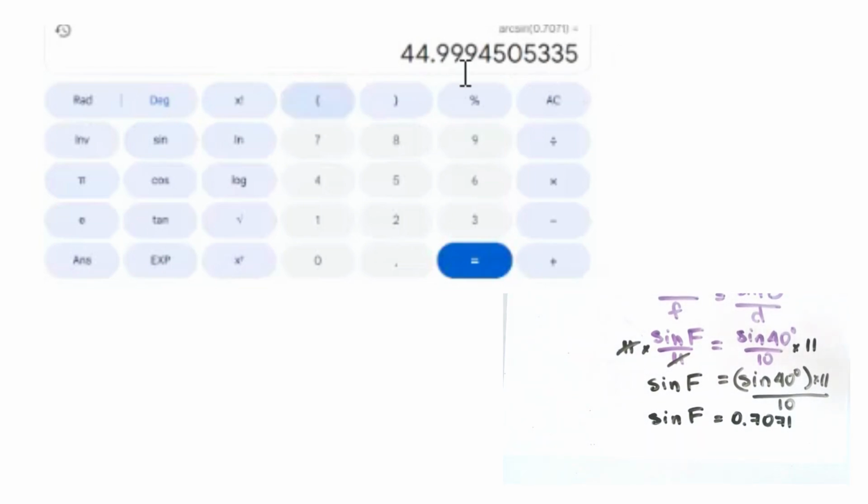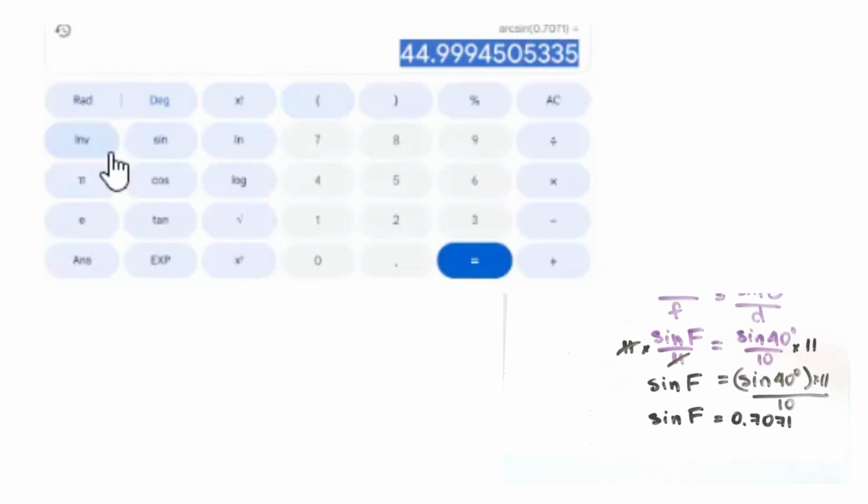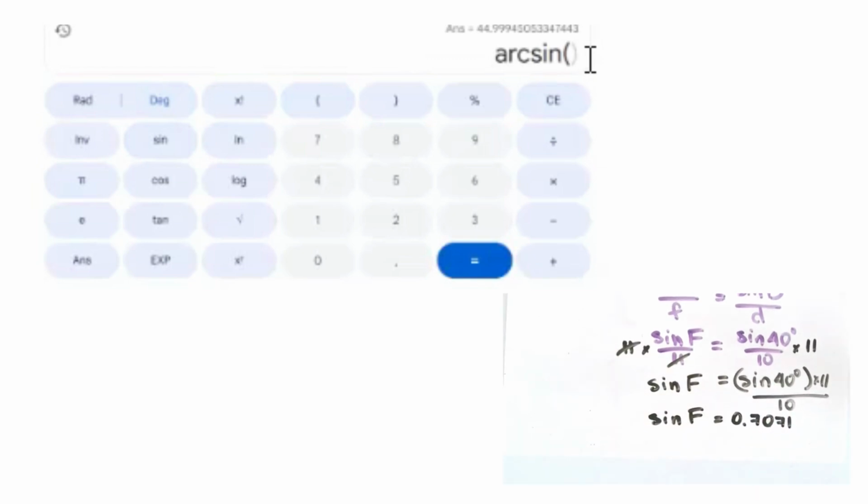Now let's try something a little bit different. I'm just going to go straight to sine inverse and type in this stuff here. So sine inverse of sine 40 times 11 divided by 10. Once you get a little bit more comfortable, you don't really need to write out this step. And once I hit that, it also gives me 45 degrees.